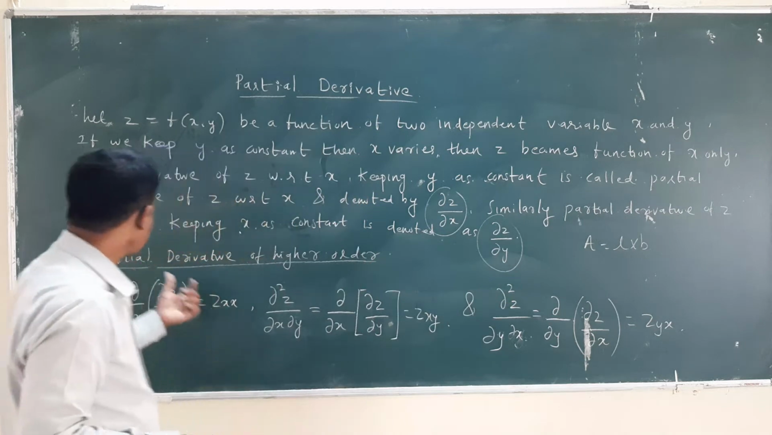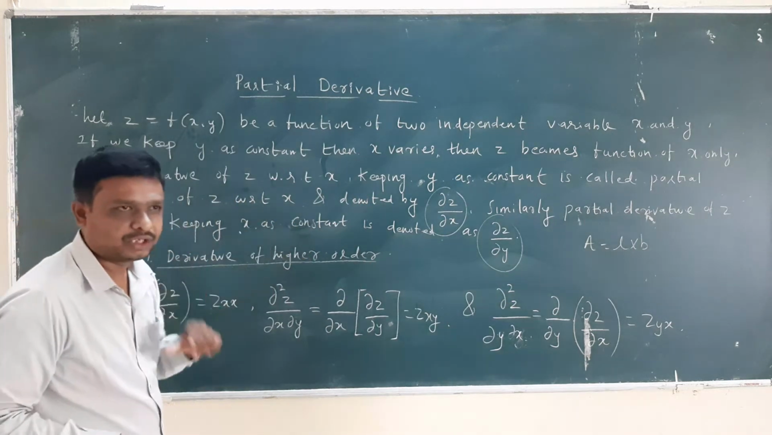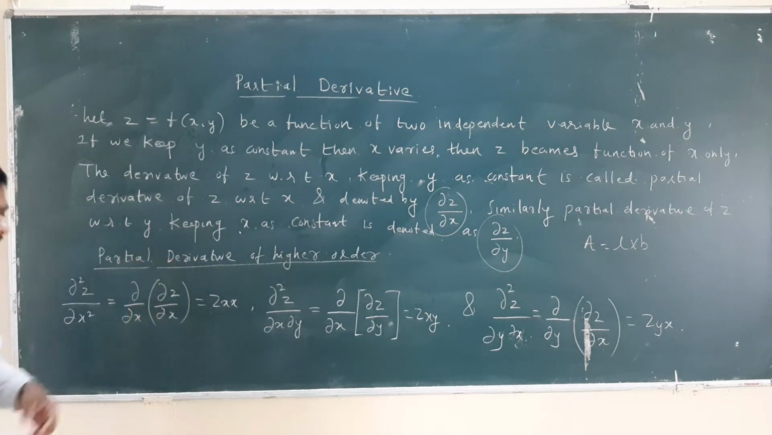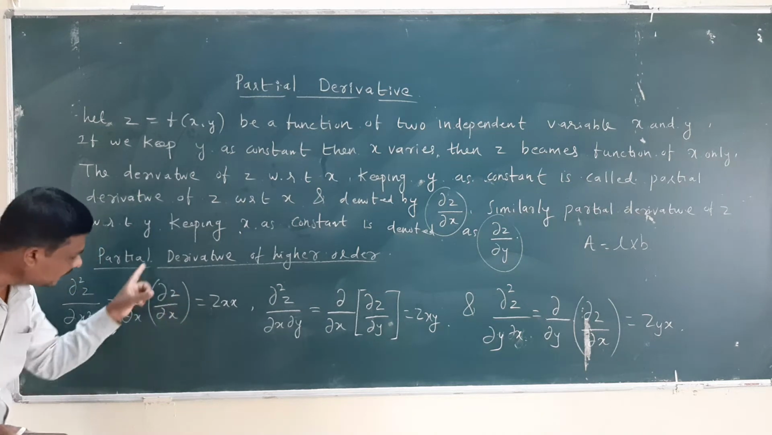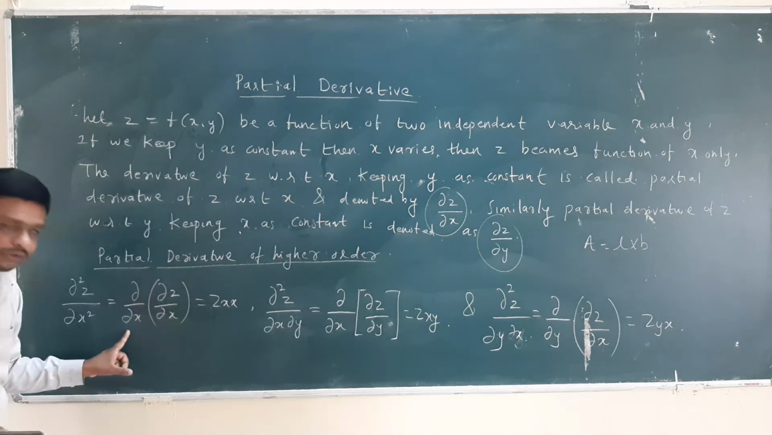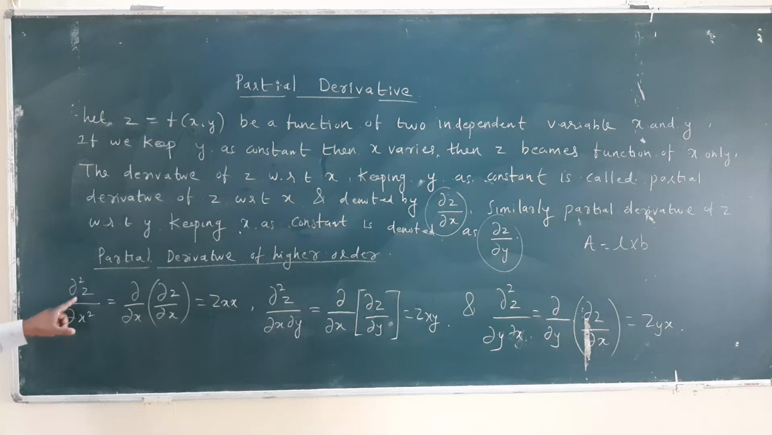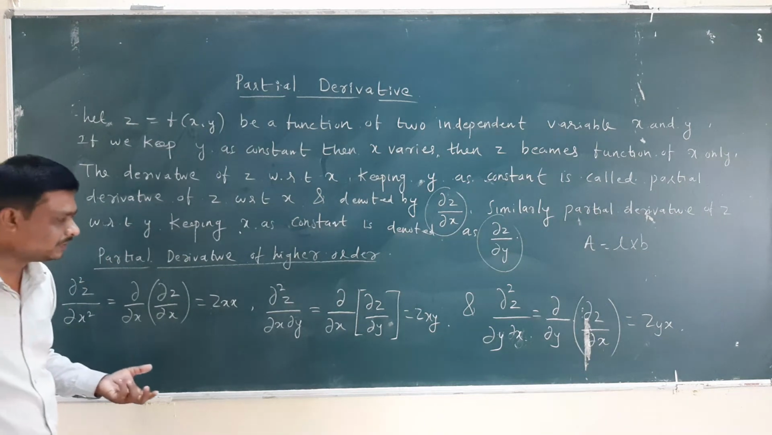So let us see some partial derivatives of higher order. How to find the partial derivative of higher order? If I want to find dou square z upon dou x square, what do I do? First I will find dou z upon dou x, then again I will differentiate this with respect to x. Then I will get dou square z upon dou x square. Similarly for dou square z upon dou y square.